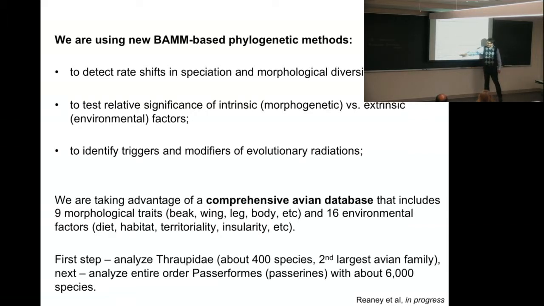It's called Thraupidae, or tanagers. This family is about 400 species strong. It's the second largest avian family, considered to be one of the most diverse among all birds. Next, once we develop and improve our methods, we will scale up to include the entire order Passeriformes, all the passerines, all the songbirds, with about 6,000 species.